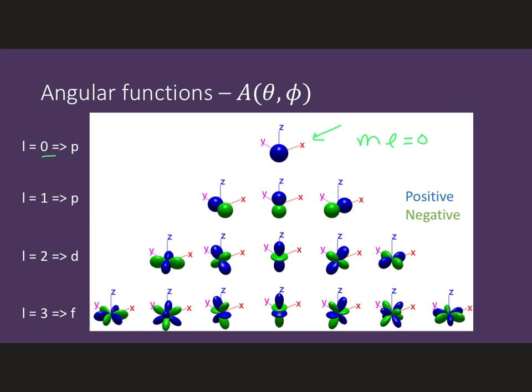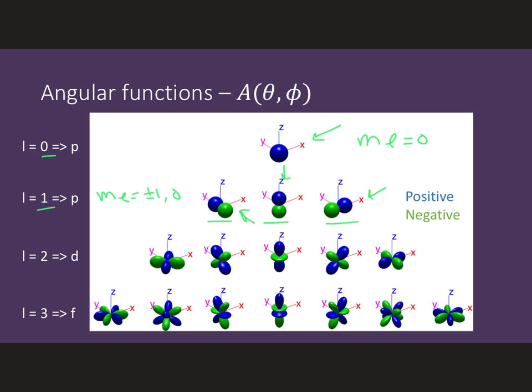It's a sphere. If I look at L equals 1, then I can have ML equals plus and minus 1 and 0. I have 3 distinct choices because I have 3 distinct p orbitals. How they're different is because they are on different axes for each one of those orientations. That's what each of the ML is representing to us.